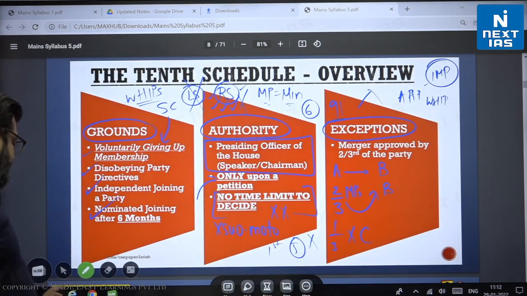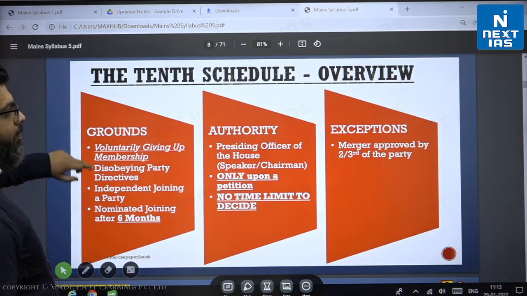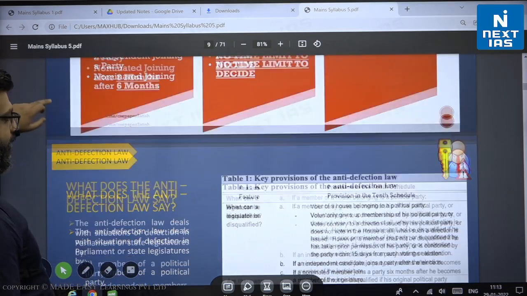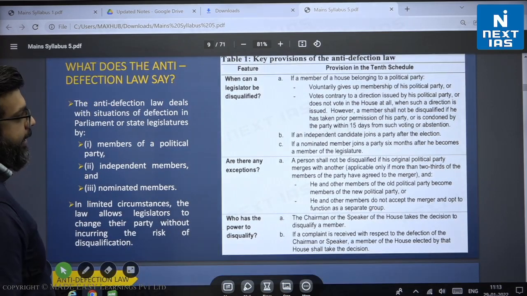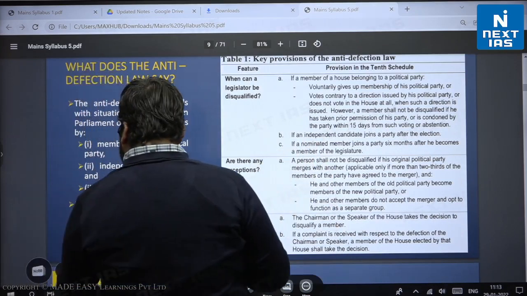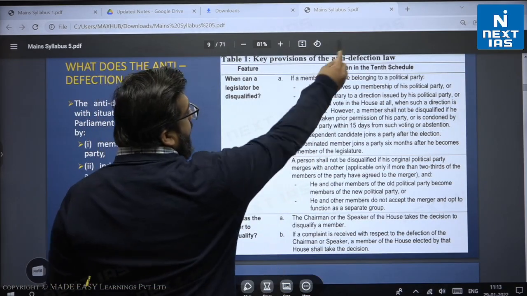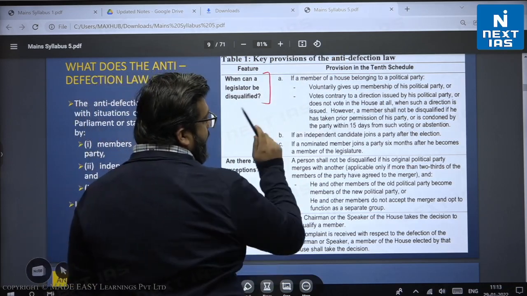राइट. Now we will look into some technical details and we'll try and figure out what are the other kind of provisions we are talking about. कि भाई कानून कहता क्या है. Right. Now let's understand this. Okay. See, there are some very simple key provisions. When can a legislator be disqualified?